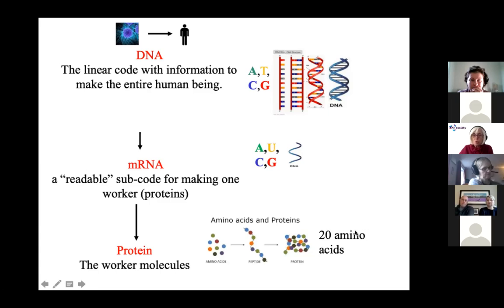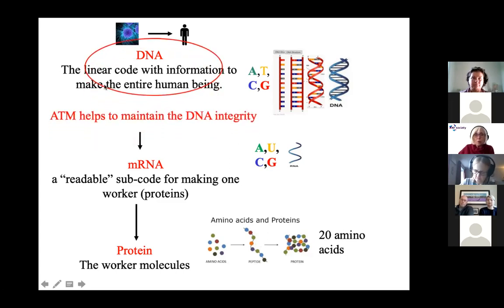And these have 20 building blocks called amino acids. They're also assembled like beads on a string, but because they can all interact with each other, that gives you a 3-dimensional structure, and the precise shape of that determines exactly what this protein can do, and how it's going to be able to do that. And the critical thing then is that all these molecules can get damaged, but what ATM does is help to maintain the integrity of our DNA.